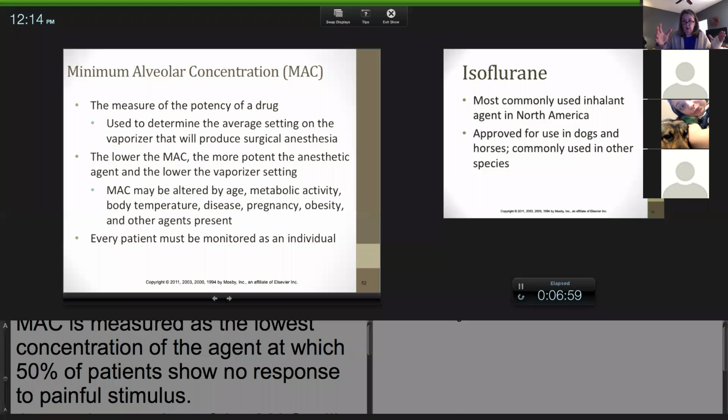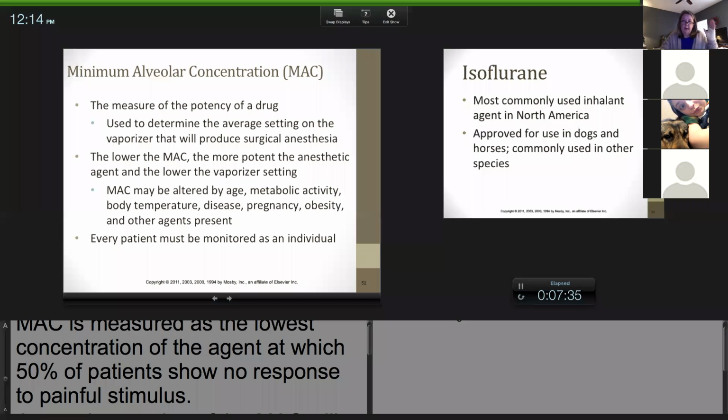If you took 10 dogs and gave them nothing else on board, when they developed MAC values for these agents, this was the only agent being used. So no pre-meds, no inductions, but basically at 1.2% in an awake dog, 50% of them will react to a painful stimulus, meaning 5 of them will react, and 5 of them will not react. Now that painful stimulus is like a toe pinch. Okay, it's not like abdominal surgery or extractions or something like that. So, but what MAC tells me is potency.